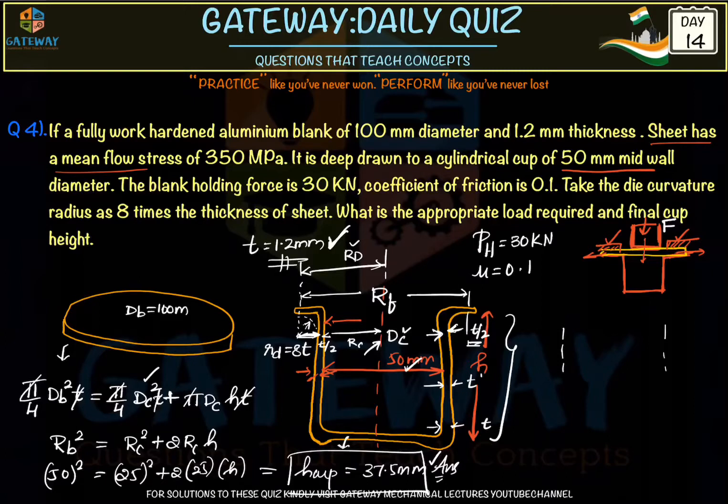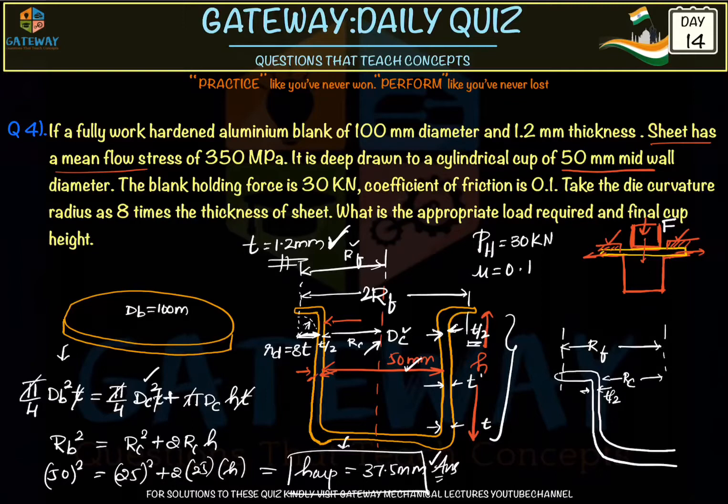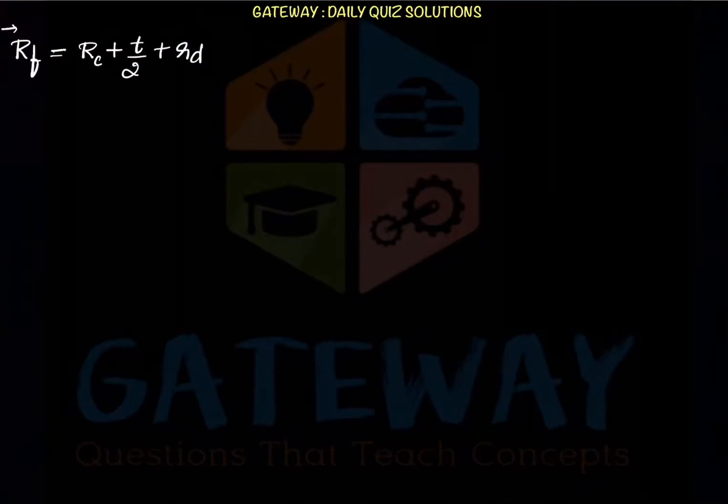This is our RF, not RD actually, RF. This is 2RF, this is RF. So we are calculating the R final, effective final. Here we have the blank in this way, and the final cup in this way. Here it will have a minimal thickness, and as we go down the thickness increases. Here the thickness is assumed as t by 2, here it is R cup, and we calculate from here, this is the small RD. So the final RF will be small RD plus RC, R cup, plus t by 2. In that way we calculate R final.